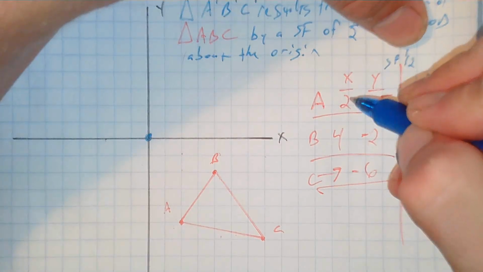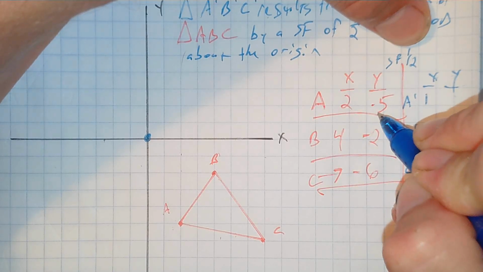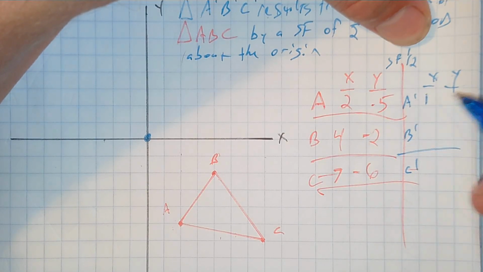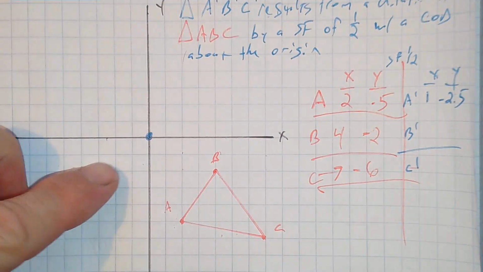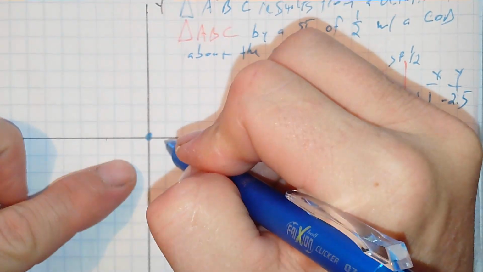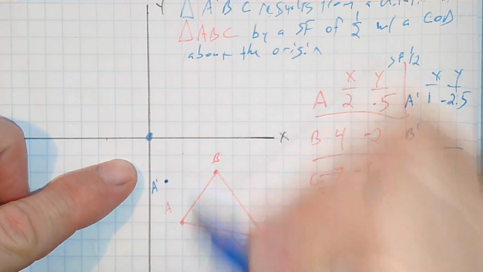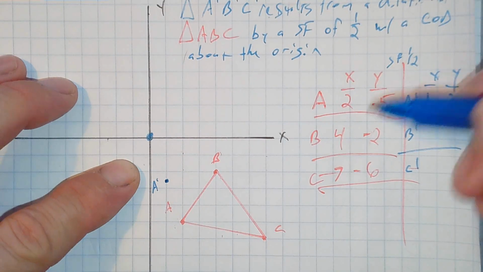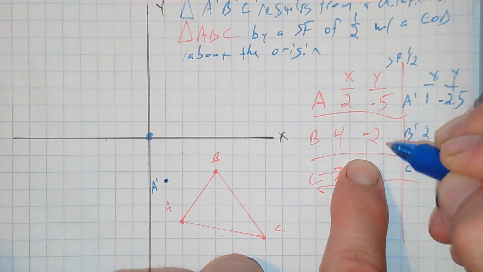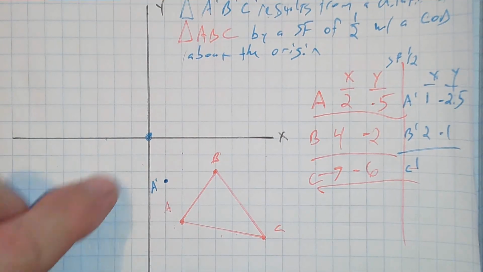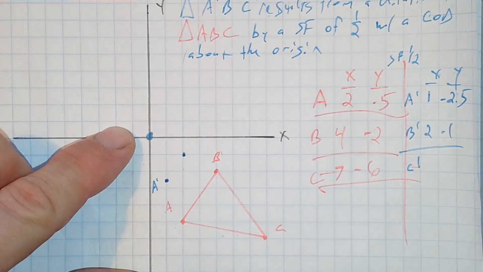Okay, so half of 2 is 1. Half of -5 is -2.5. So let's plot that. So it's going to be 1 and -2.5. This is now A prime. Okay, now B prime, divide 4 by 2, and it's 2. Divide -2 by 2, that's -1. So this is now going to be at 2 and -1, right there.